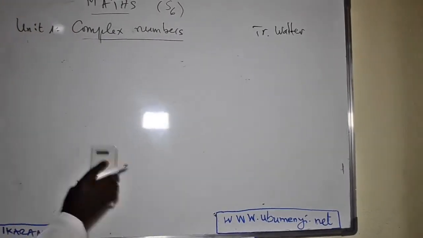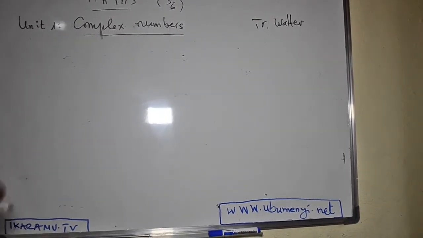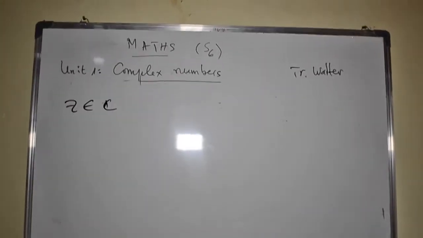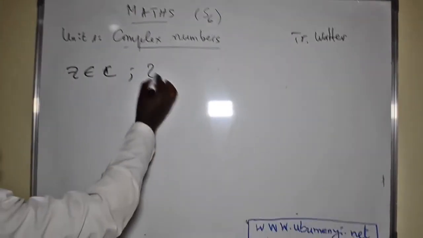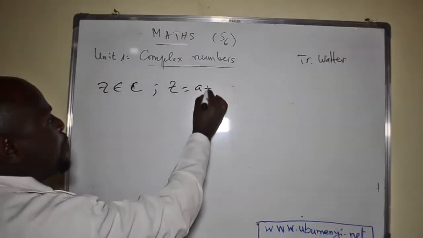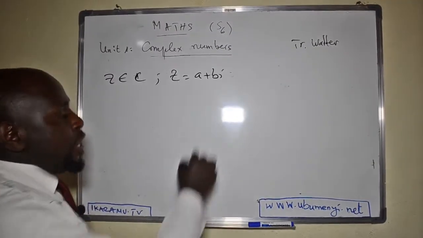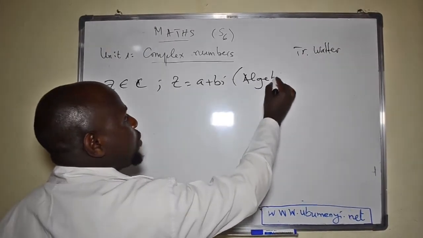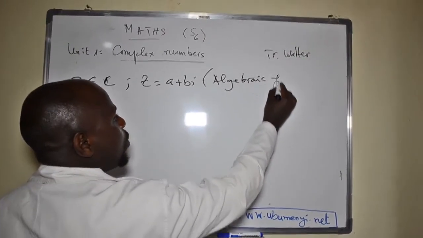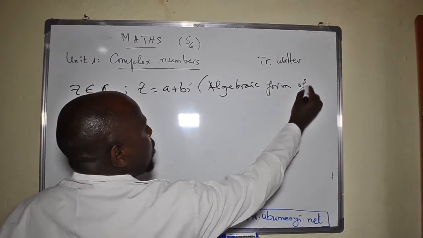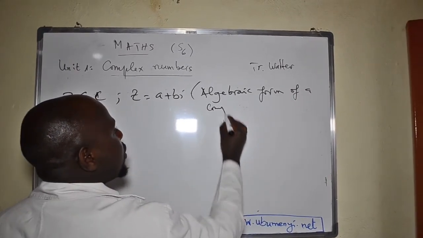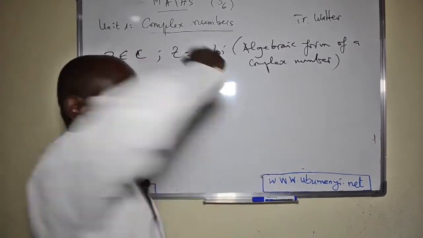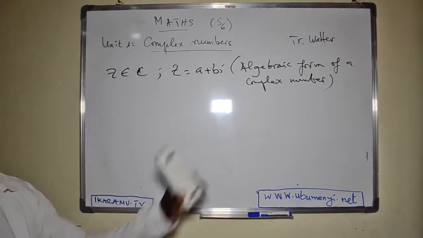Coming back to I, we have seen that every complex number z that belongs to the set of complex numbers has to be of the form z equals a plus bi. Actually, this form is called the algebraic form of a complex number.